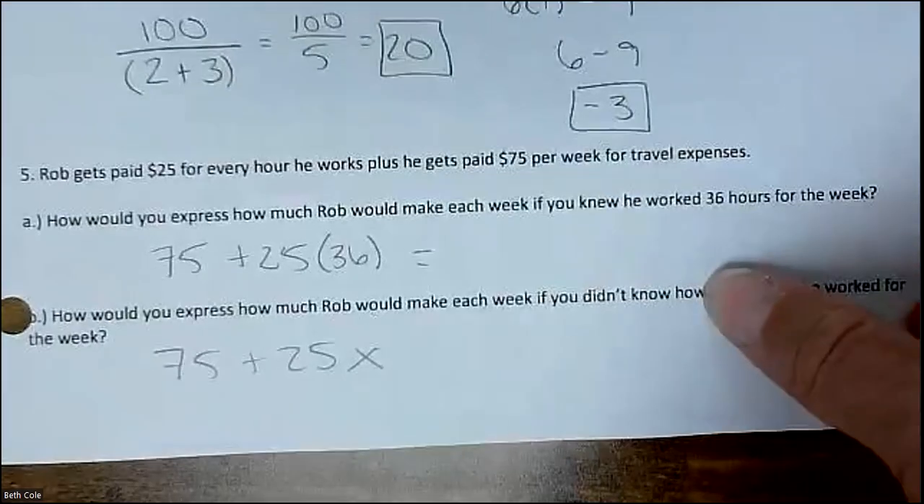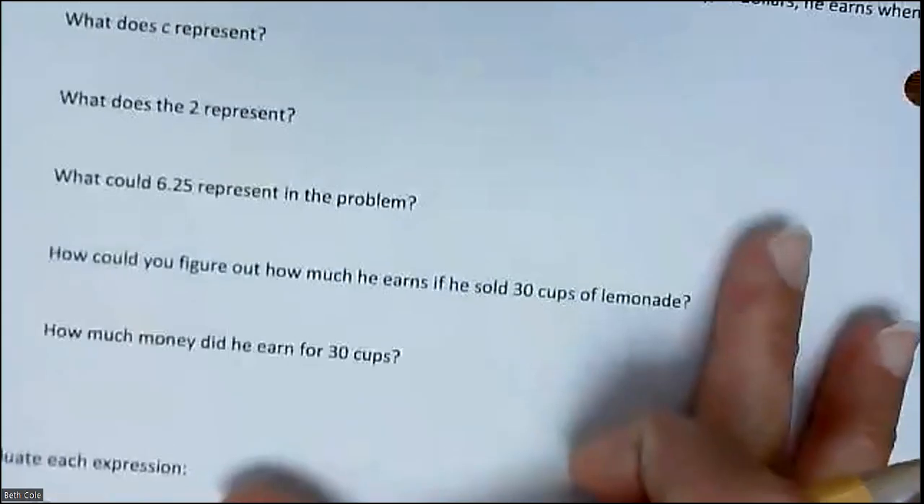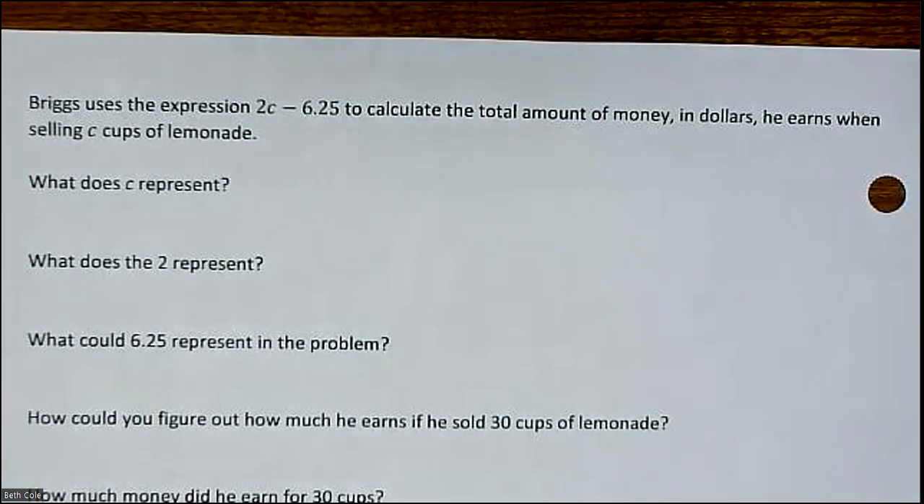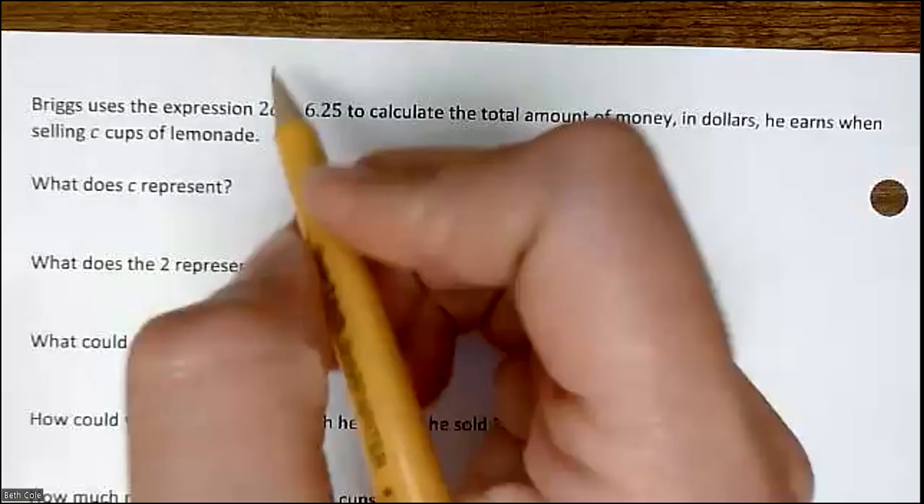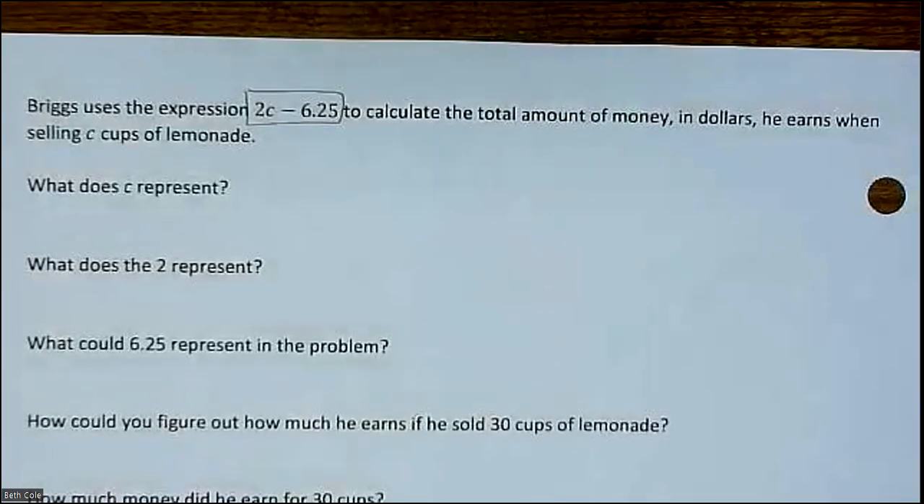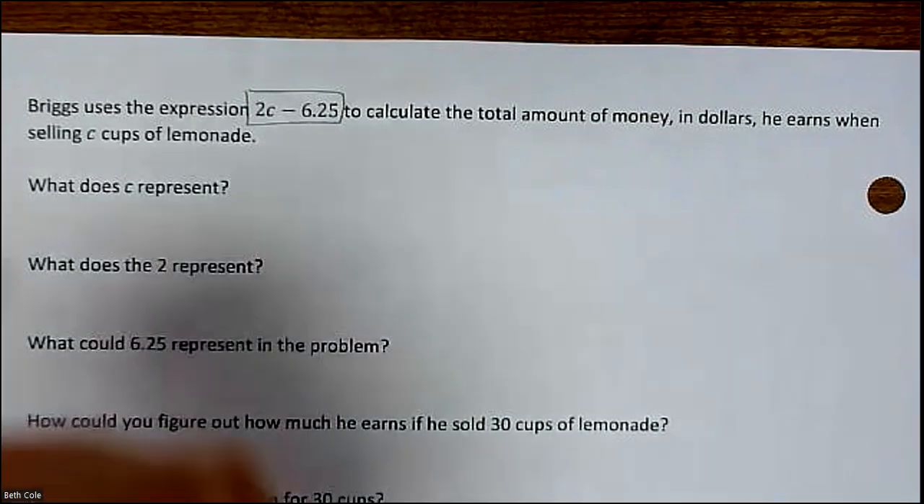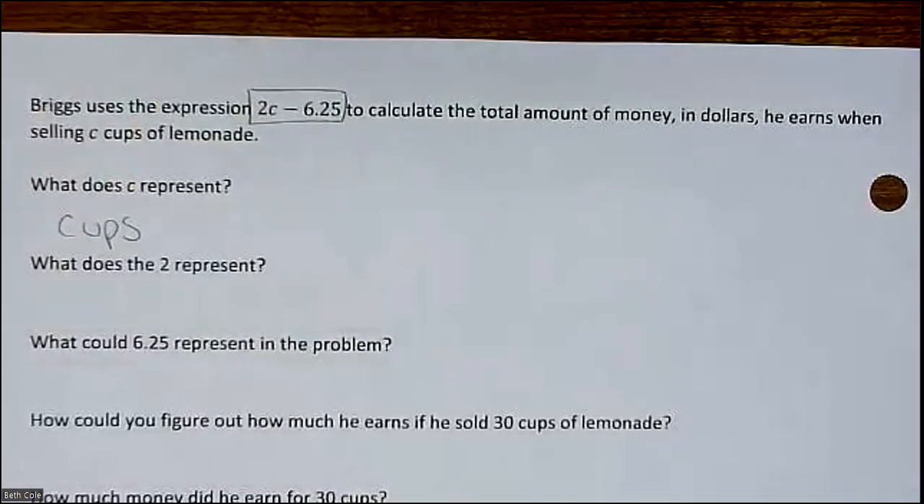Okay, go ahead and flip over. So this one is about selling lemonade. Briggs uses this equation to calculate how much money he's going to make in dollars for selling C cups of lemonade. I think the first question is funny. What does C represent? It literally just said that C is what? Yeah, cups of lemonade. So how many cups he sells? C is cups. You usually pick a letter that makes sense.